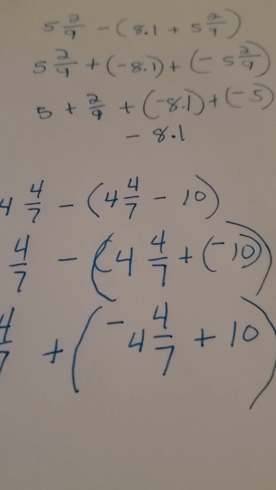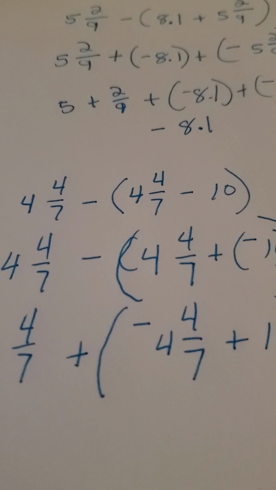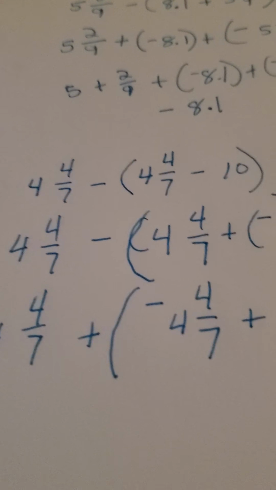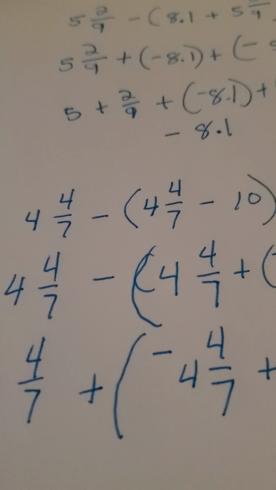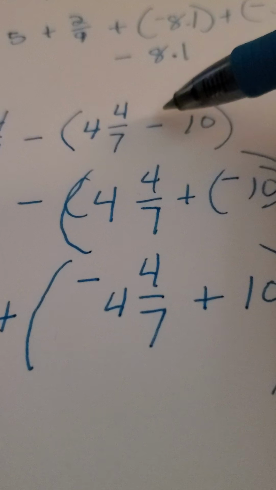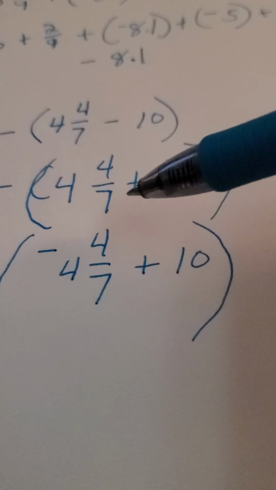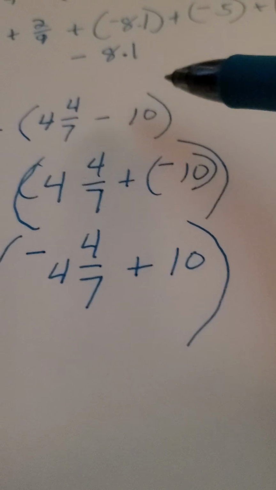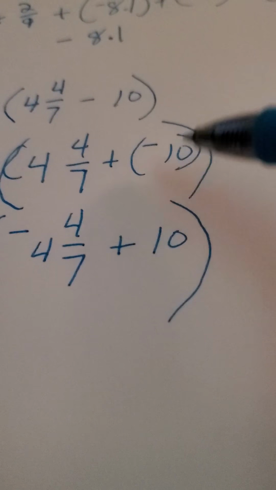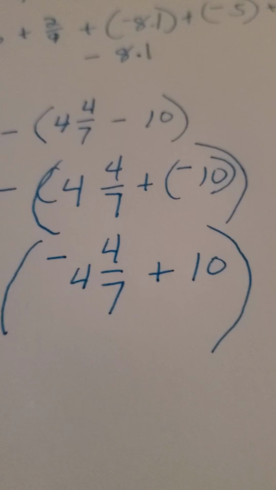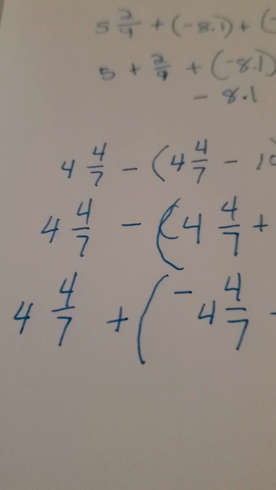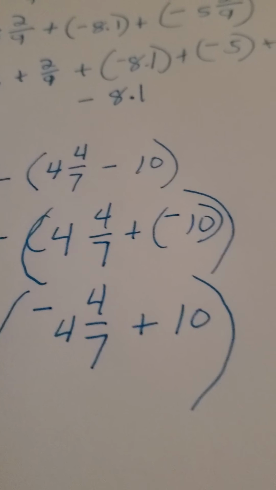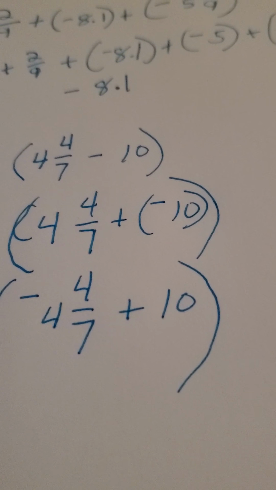Okay, so first one, we have 4 and 4/7 minus parentheses 4 and 4/7 minus 10. That was the original problem. So the next step, all we're doing is changing this subtraction sign into an addition sign. And the only thing after that is the 10, which is right up here. It's positive. We're going to change it into a negative. So it's negative 10. So everything else stays the same. We have 4 and 4/7 minus 4 and 4/7 plus negative 10. The only thing that's changed was the 10.